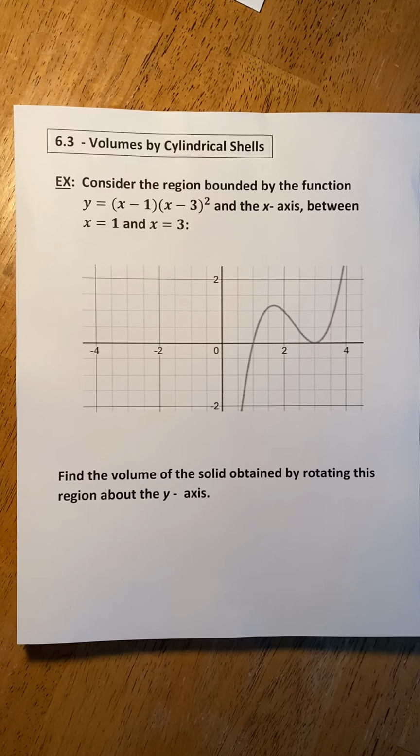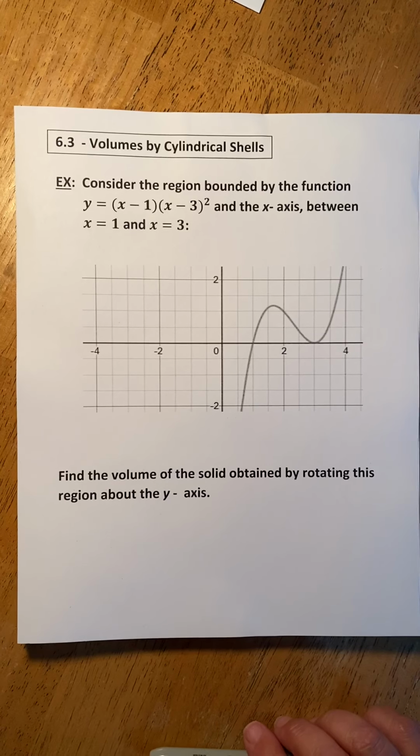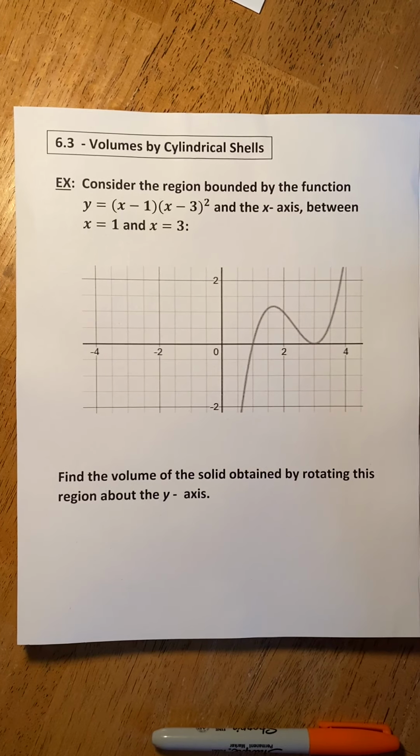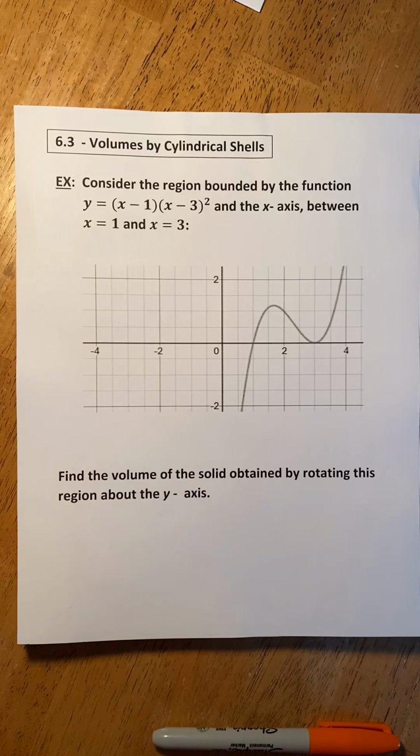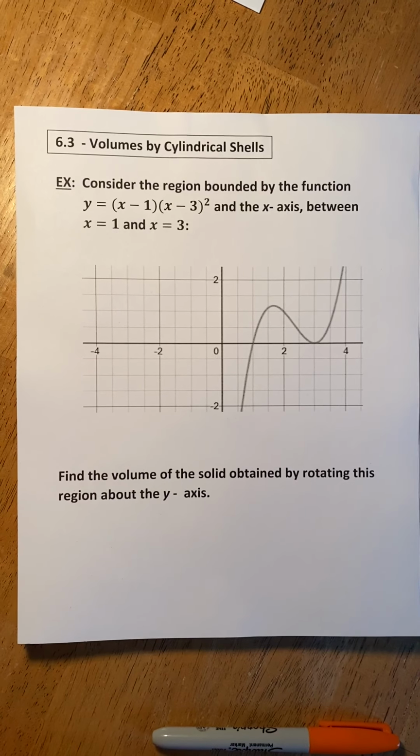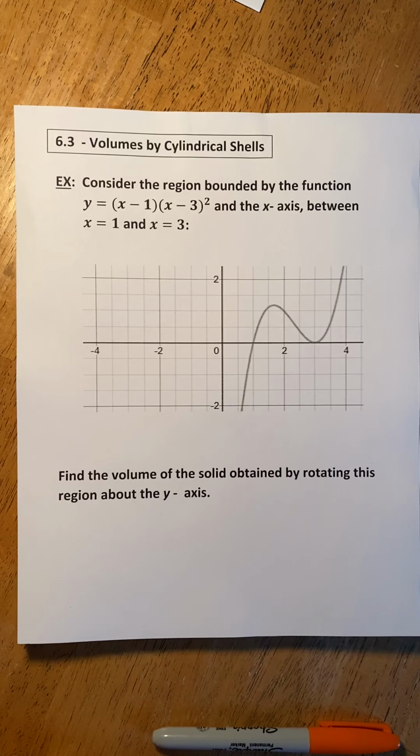Section 6.3, volumes by cylindrical shells. Hopefully you've gotten through 6.2 and saw that we have the method of discs and washers to find volumes. We're going to now see that there is yet another way that we can find volumes by rotating a curve about an axis of rotation.